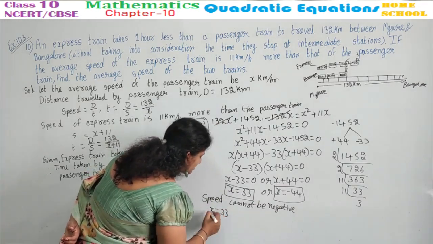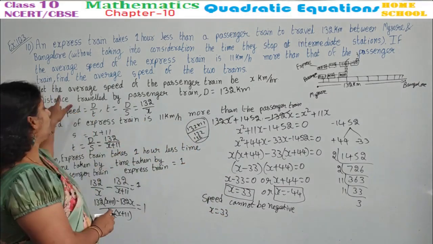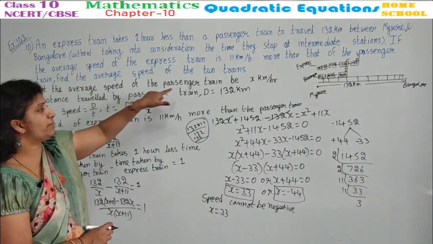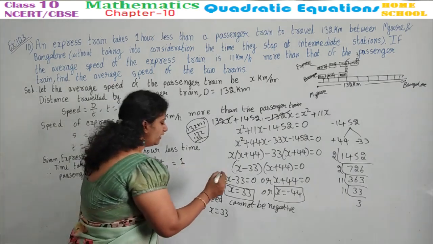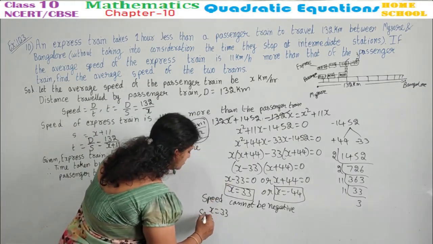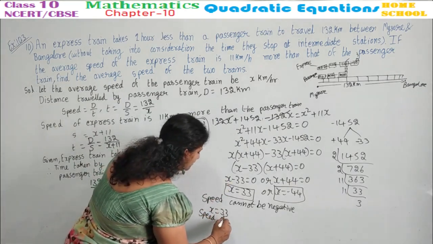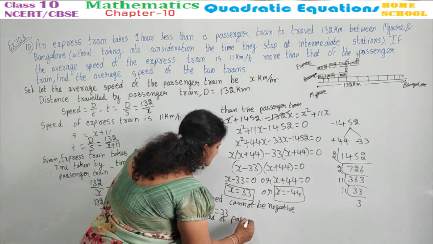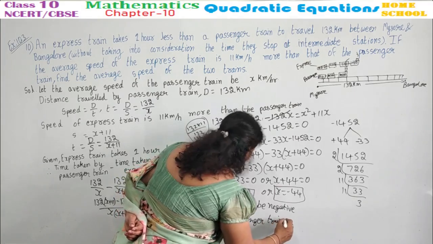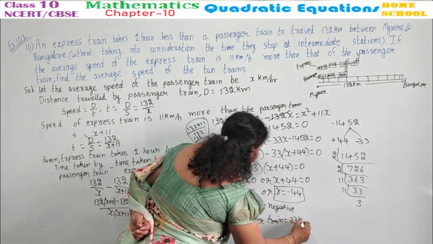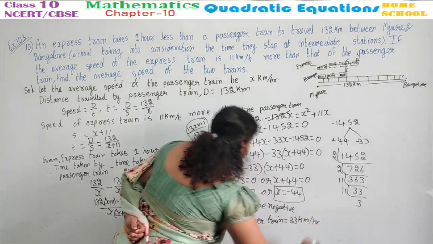That means, what is this x, children? Look here, what is the speed of the passenger train? X kilometers per hour. That only you need to write here. Speed of passenger train is equal to 33 kilometers per hour.